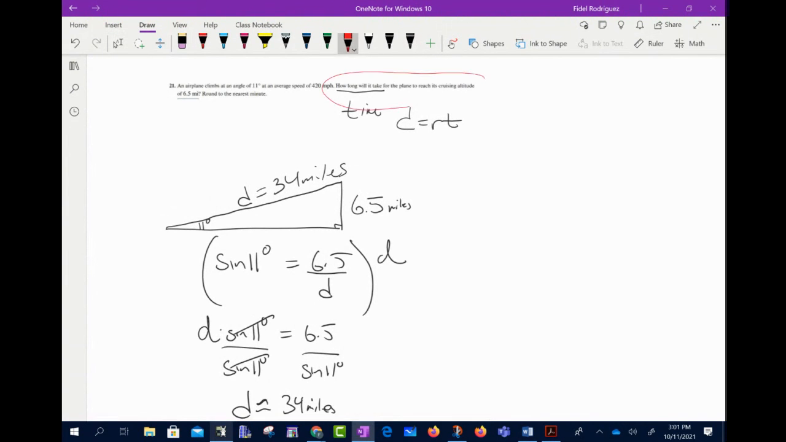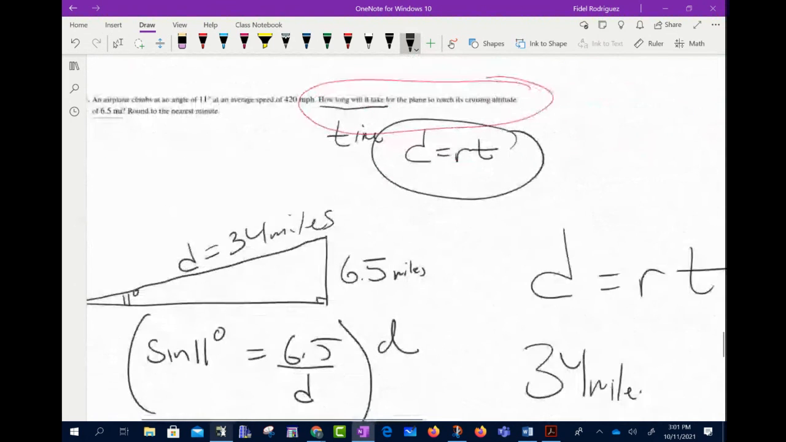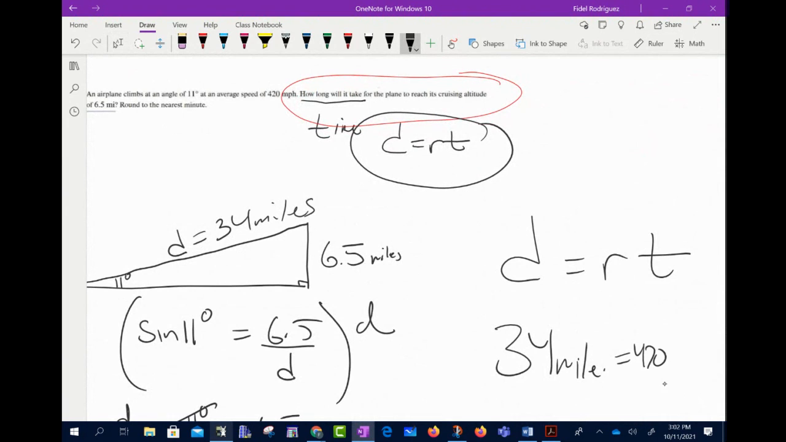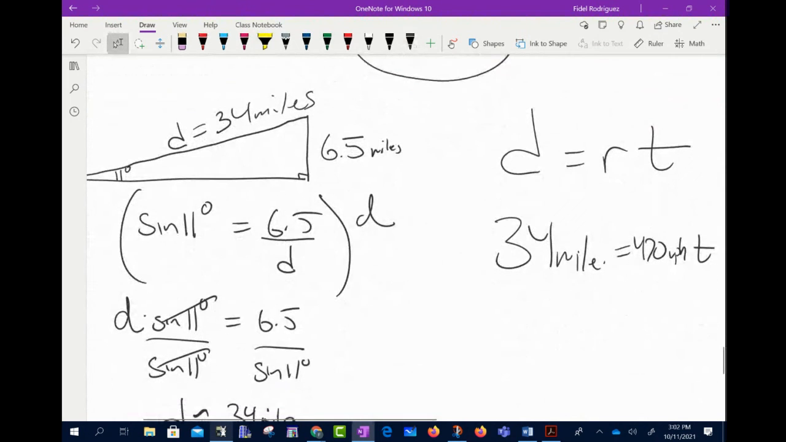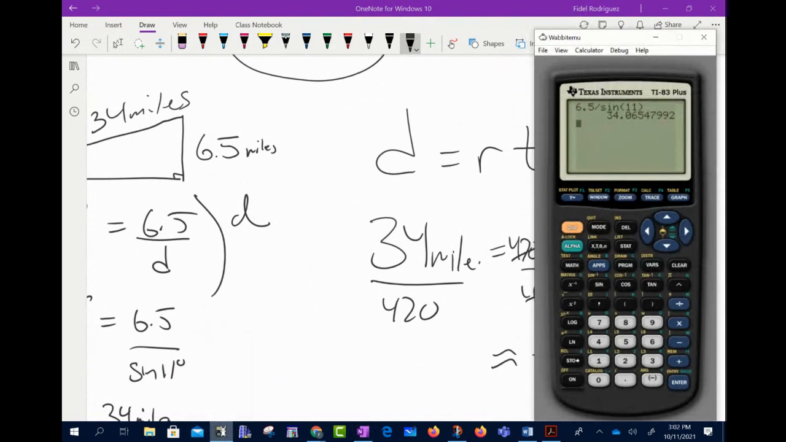But remember what the question was asking us to find? The question was asking us for how long it was going to take, right? So remember, we had our distance equation right here. We said distance equals rate times time. The distance we already knew was 34 miles. Do we know how fast the plane was traveling? 420 miles an hour. How long was it flying? We don't know. That's what we're going to find. Wouldn't we solve this by just dividing both sides by 420? So we're going to go 34 divided by 420. And as a decimal, I'm coming up with 0.08095.